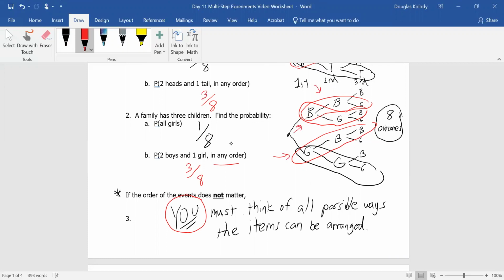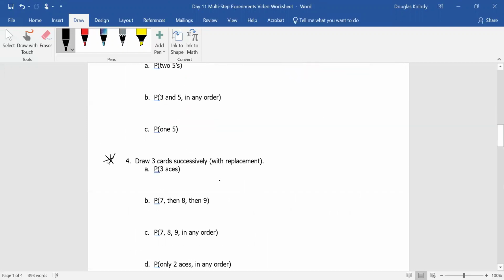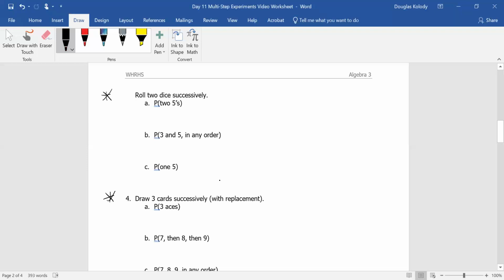In this case, there were 3 possible ways, so 3 ways out of 8. That's what we're going to get to without drawing a tree diagram for the future examples right now. Let's get down to these. I'm not doing all the examples. I'm going to pick a few and go through with them.